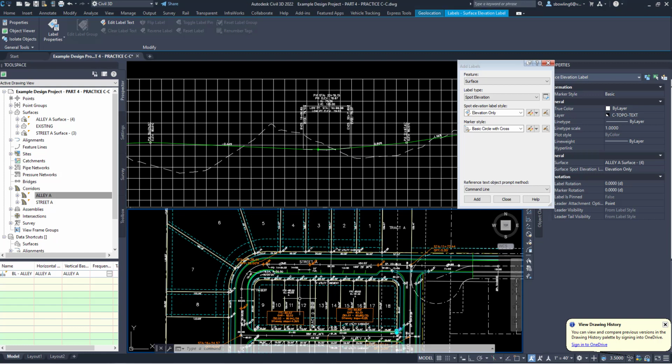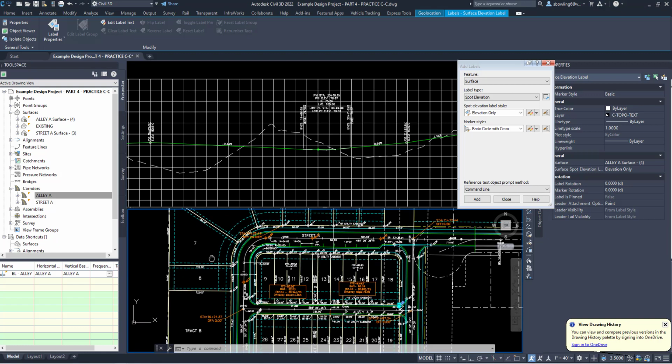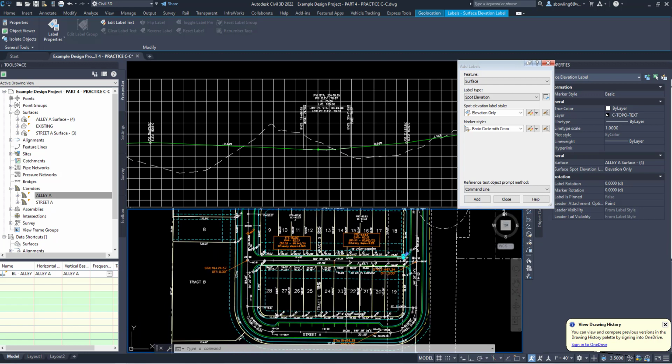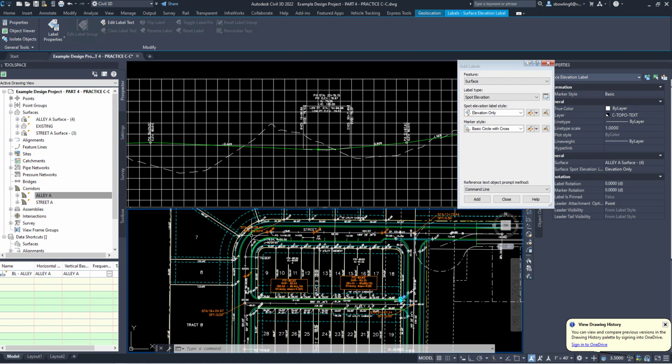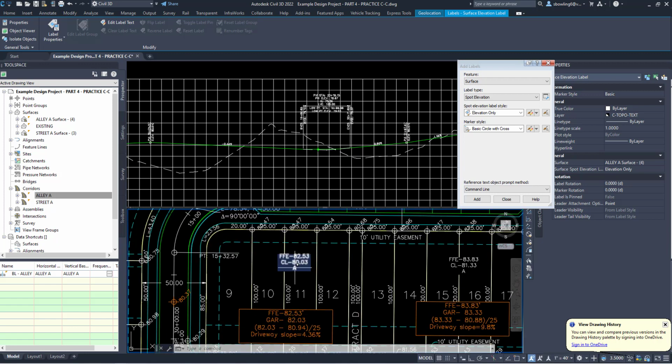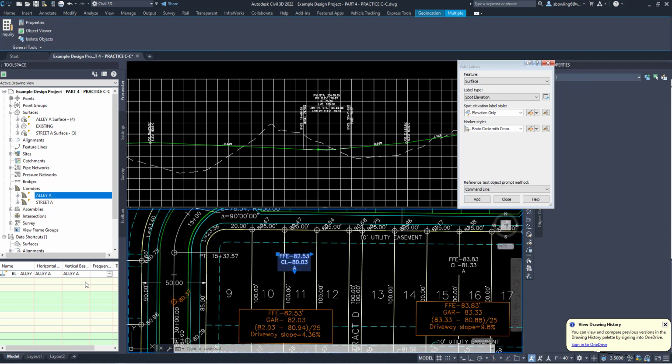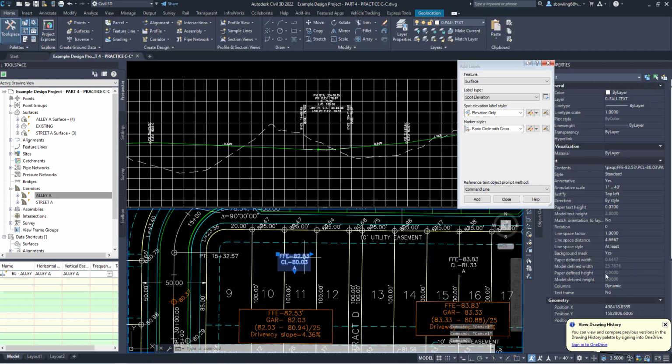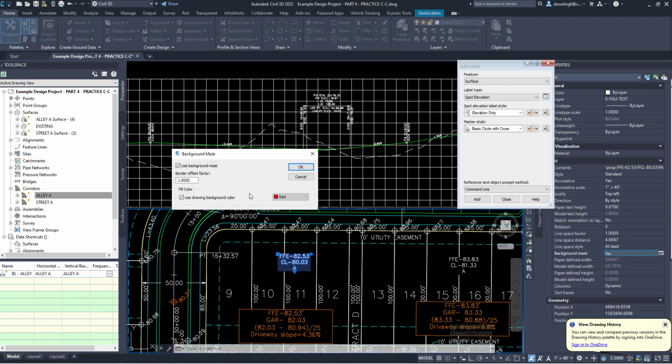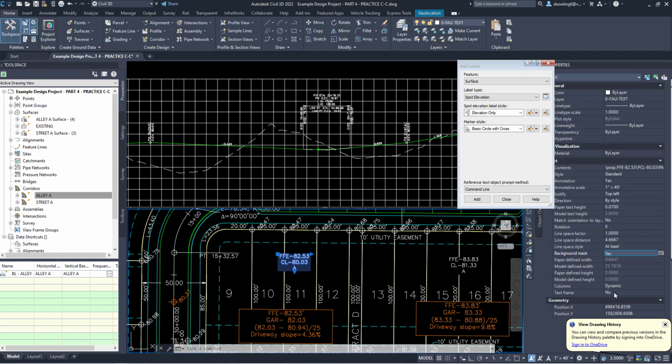Okay. So now we're going to take a look at the finished floors for the remaining buildings and the lots. I'm also going to go ahead and put a box around this one. So I'm going to click on this. I'm going to adjust the background mask. So it's 1.2. And I'm going to turn on the frame.